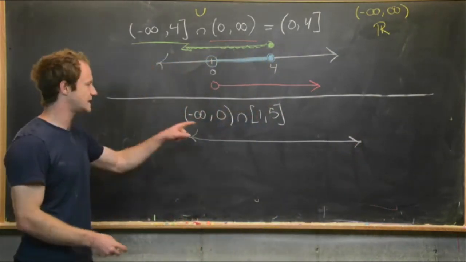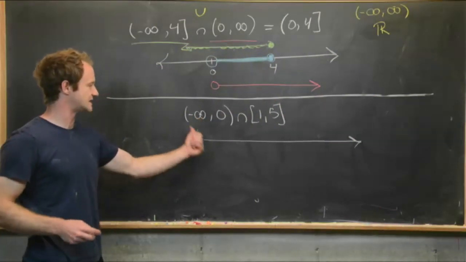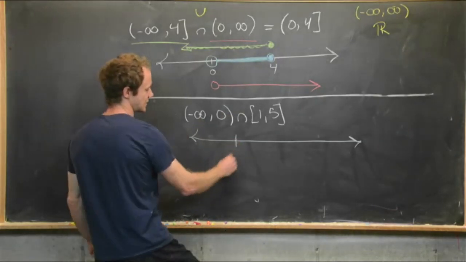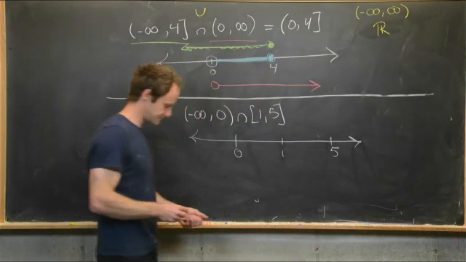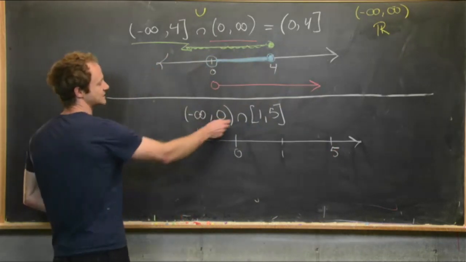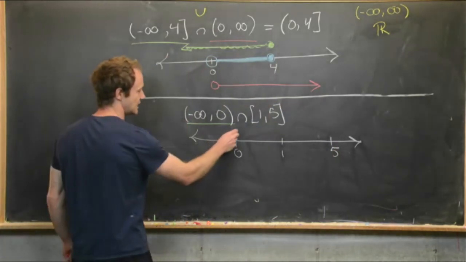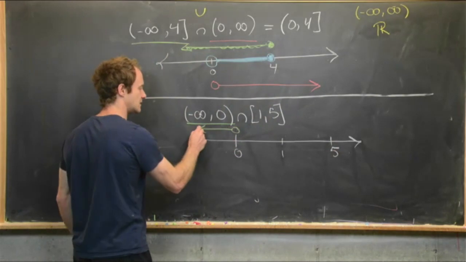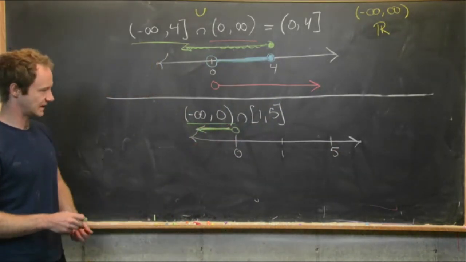So important points here are going to be 0, 1, and 5 because we don't need minus infinity, that's just the idea of going forever in that direction. So let's go ahead and put 0, 1, 5 on the number line. We'll graph this first one in green again. That means we need to not include 0, so open circle and then everything to the left. So it would be like that.